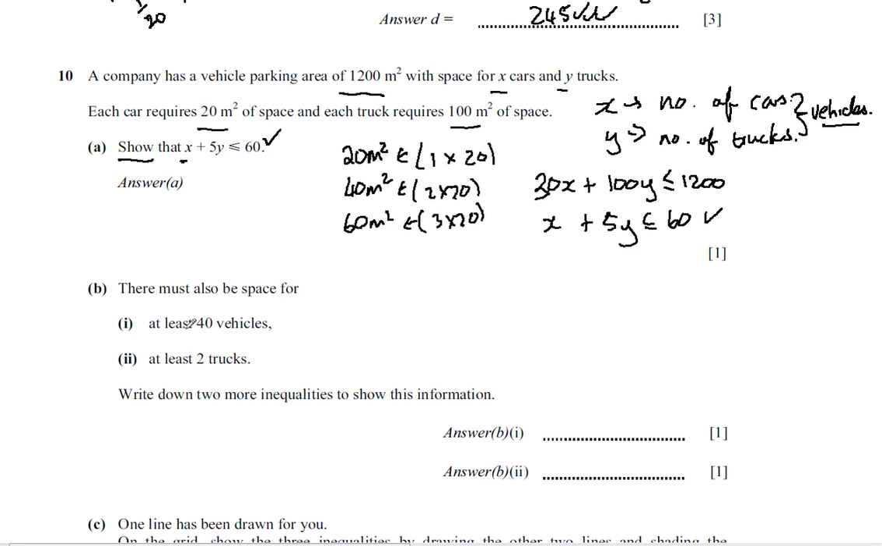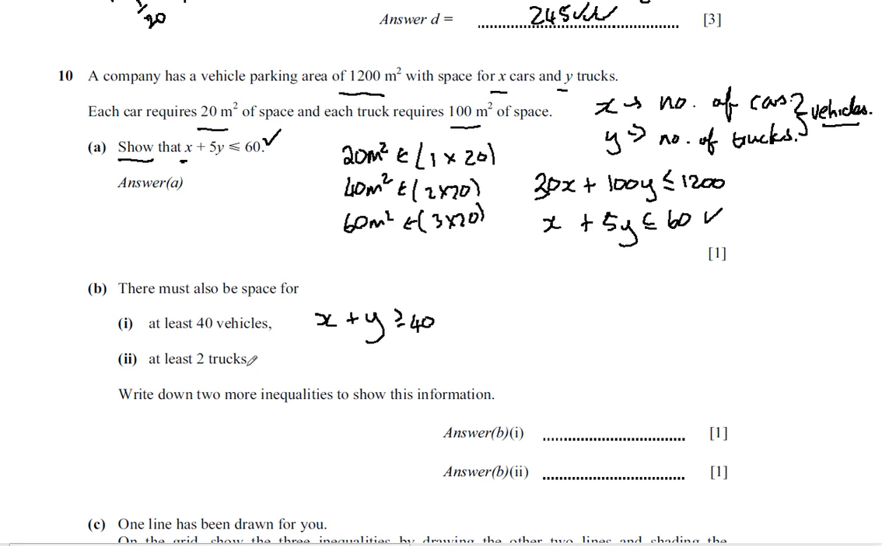There must also be space for at least 40 vehicles. So the vehicles will be the number of trucks and the number of cars added together. So the number of cars is x, added to the number of trucks. This represents how many vehicles there are in total, and the vehicles must be at least 40. In other words, it can be greater than 40 or equal to 40. So the number of cars and trucks must be at least 40.